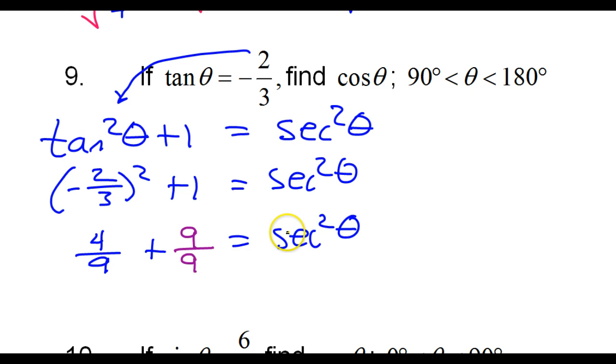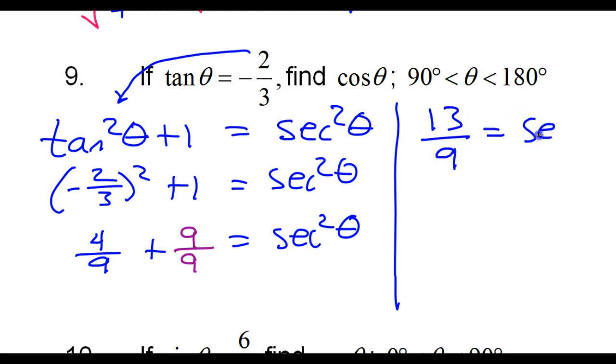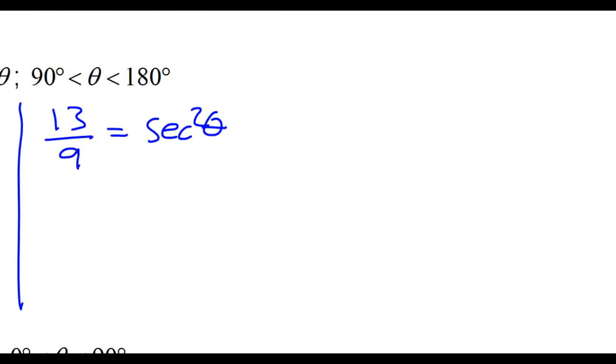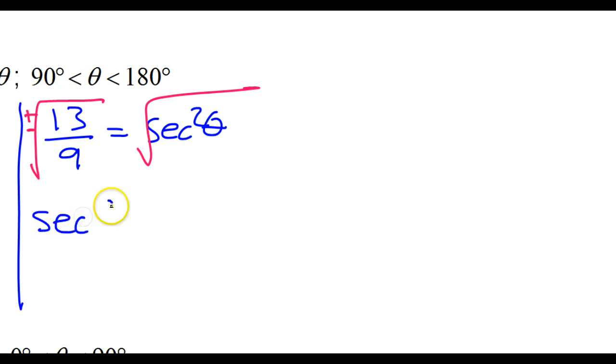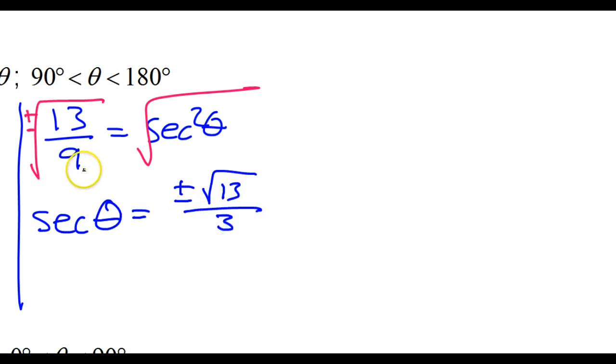So that is going to give me 13. So I've got 13/9 is equal to the secant squared theta. So now I would take the square root of both sides. But when you do the square root, don't forget your plus or minus on the solution side. So that's going to make this just plain old secant theta equals plus or minus radical 13 over 3. Went ahead and took the square root of that 9.